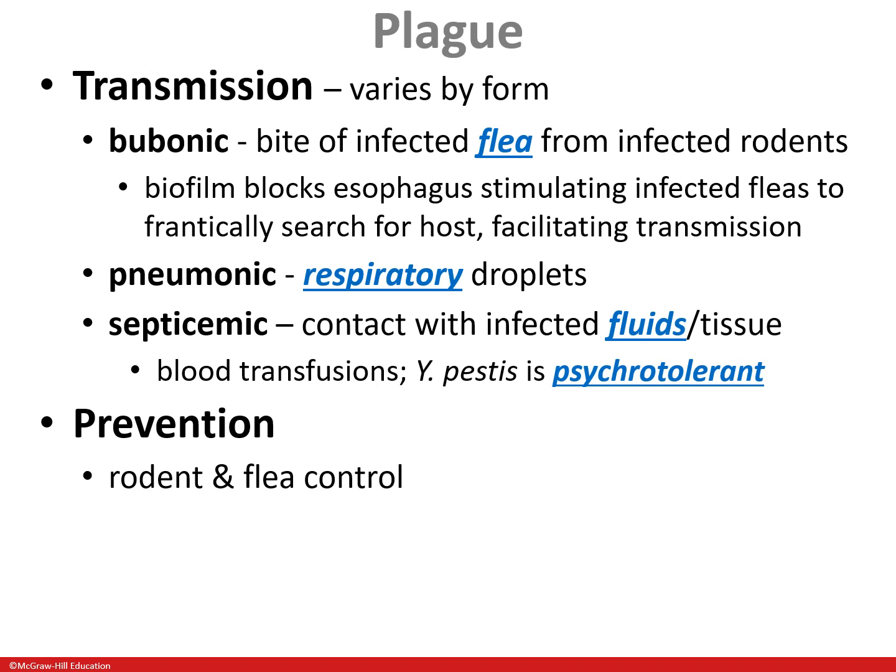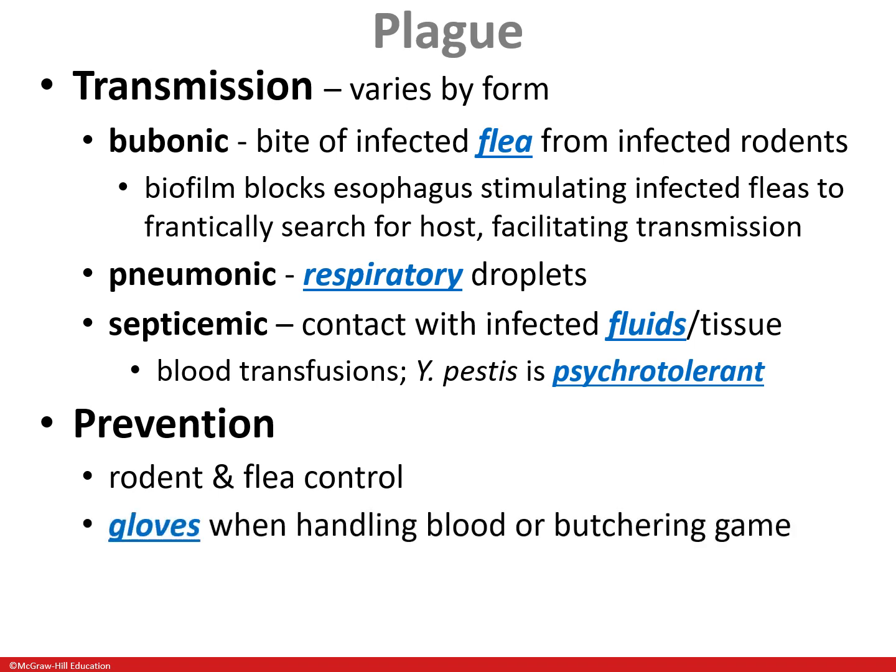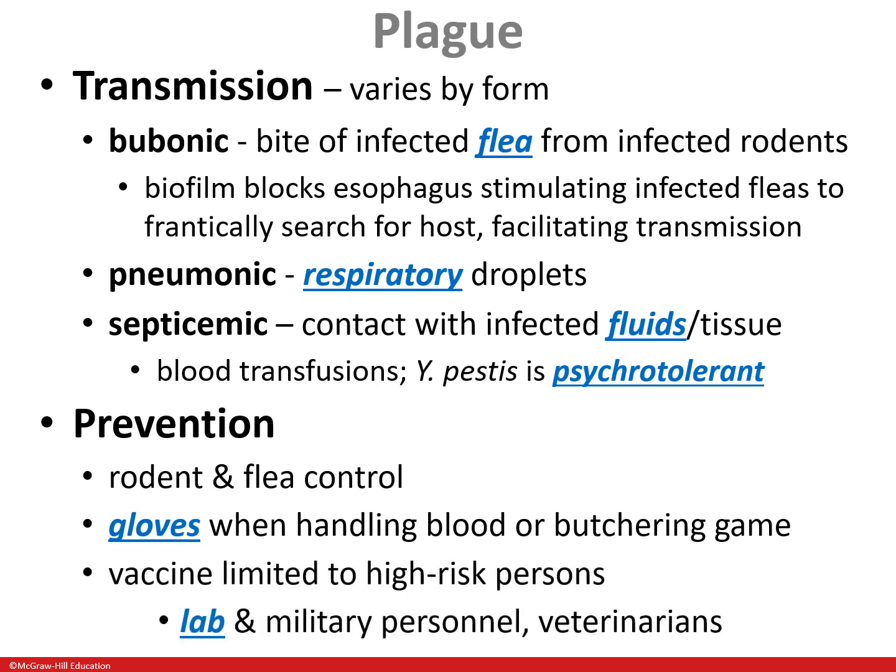So prevention, of course, getting rid of the vectors to start with, but rodent control as well, because they are the reservoirs where the fleas get the bacteria in the first place. Wearing gloves when handling and butchering game. So if you have certain species like for example, nutria, which is a rodent in the southern states that is sometimes butchered for meat. That's one place that this can be transmitted.